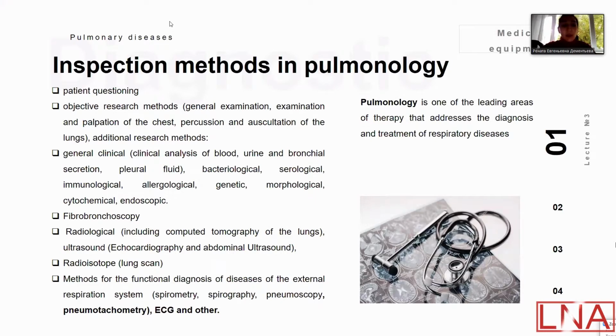Next, radioisotope or lung scan methods, and methods for the functional diagnosis of diseases of the external respiratory system, like spirometry, spirography, pneumotachymetry, ECG, and others. Sometimes the pulmonary heart develops, and we can make this diagnosis only by taking an ECG, as a routine diagnostic method. So it's the list, not full, but it's the primary list of inspection methods in pulmonology in patients with respiratory disease.